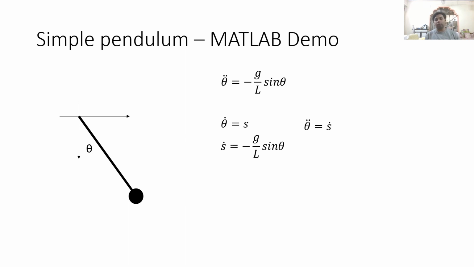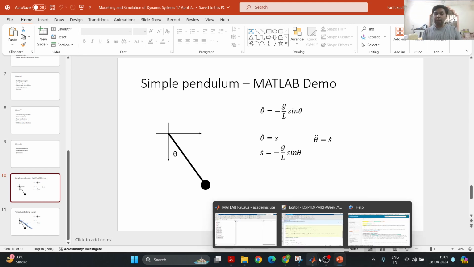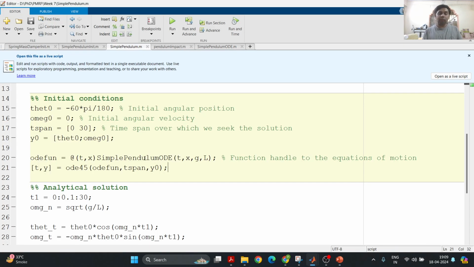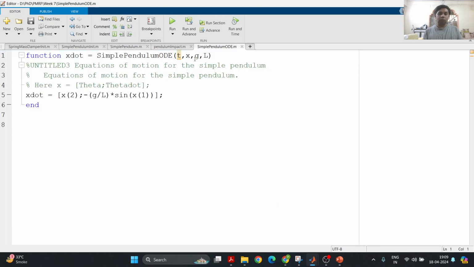So it's basically in the form of, let us say, z dot is equal to f of z, some function of z. So we need to construct the function. We need to write the function in MATLAB, and the name of that function I have given as simple pendulum ODE.